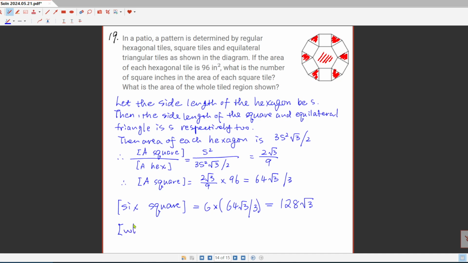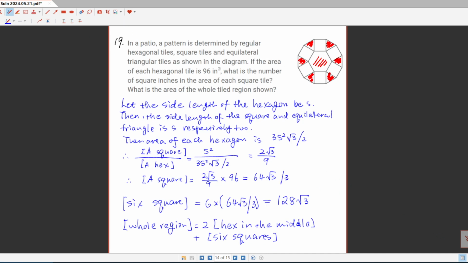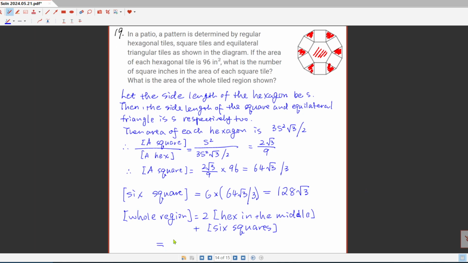Therefore, the area of the whole region just equals twice the hexagon in the middle plus the 6 squares. And that gives us 192 plus 128 root 3, right? You get it?